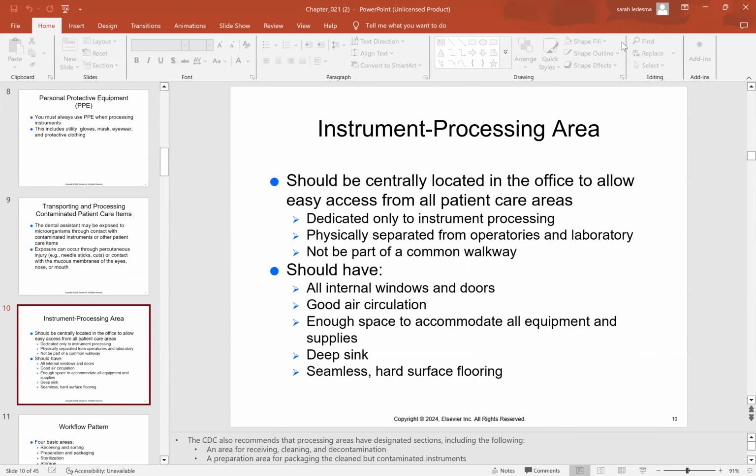The instrument processing area itself should be centrally located in the office and allow easy access from all patient care areas. This is going to be dedicated to only instrument processing, should be separated from operatories and the laboratory, and should not be part of a common walkway. In the processing area, we should have windows and doors, air circulation, enough space to accommodate all equipment and supplies. We should see deep sinks and seamless hard surface flooring.